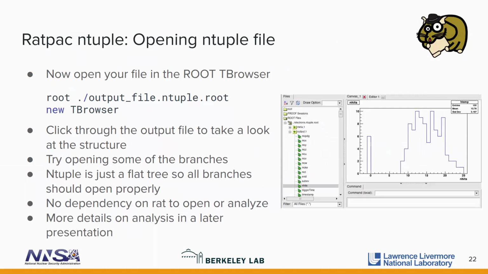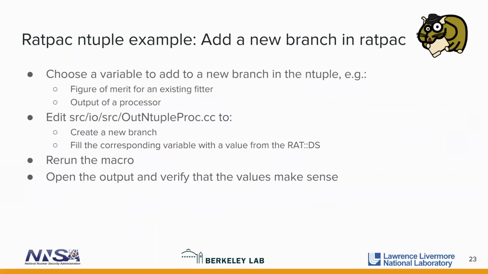And again, the next talk will be more specifics about looking at this. So another thing that would probably be a common need for experiments is adding a new branch. If you make a processor that you think is useful for anyone using RATPAC, you can add this new branch into the RATPAC repository itself.